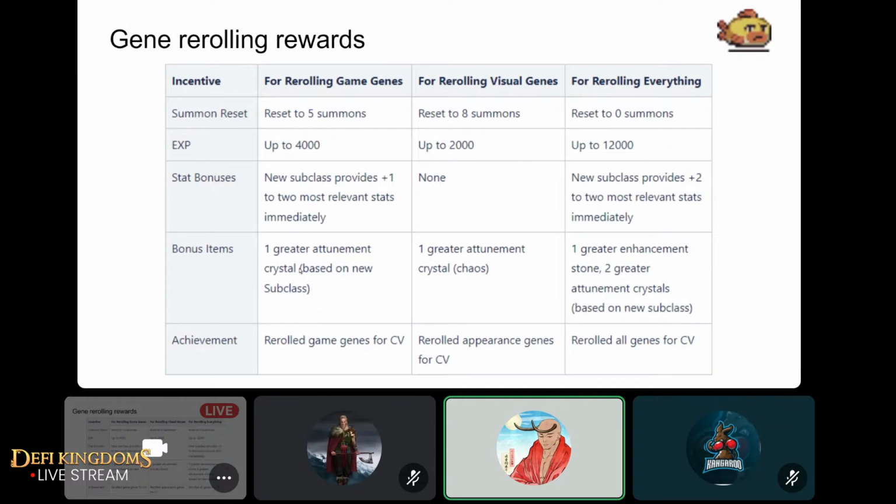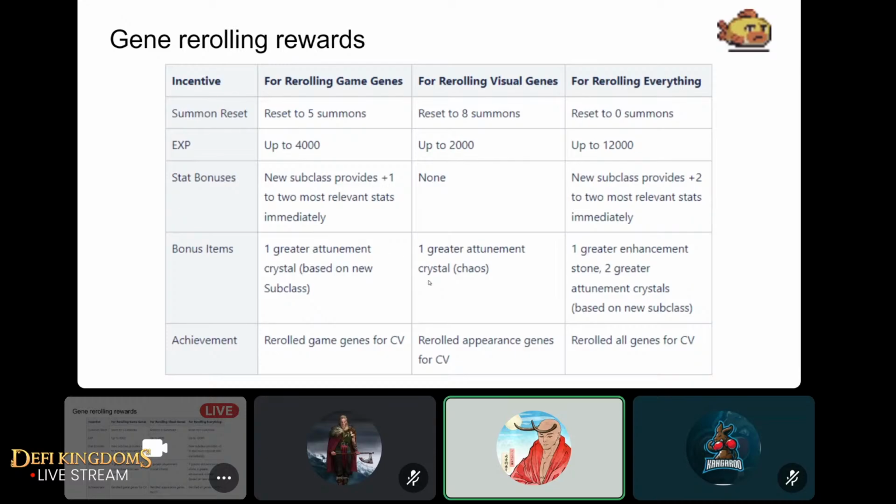So if you reroll your game genes, you'll receive 1 greater attunement crystal that's based on your new subclass, which will be tied to what was marked down as the most relevant stat. Again, most relevant, they were kind of tweaked, so take that with a grain of salt. There are multiple stats that are important to every hero. It's not all just one stat.